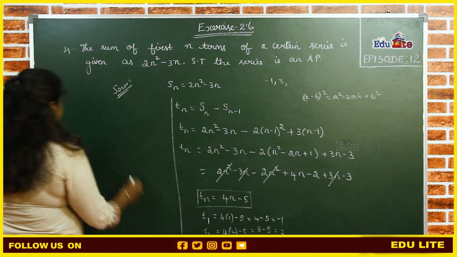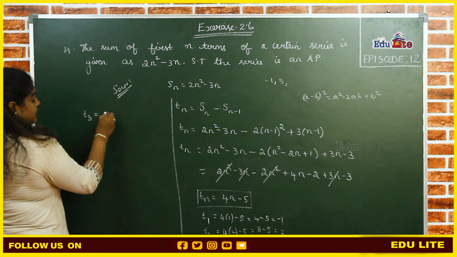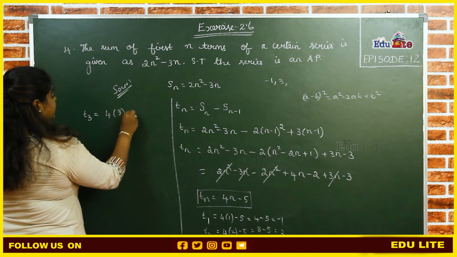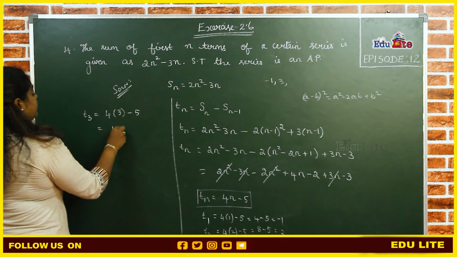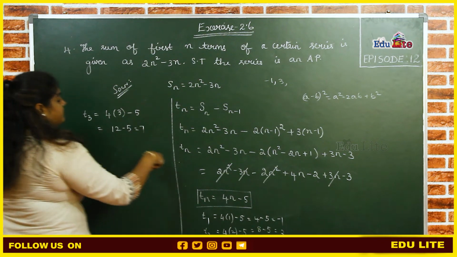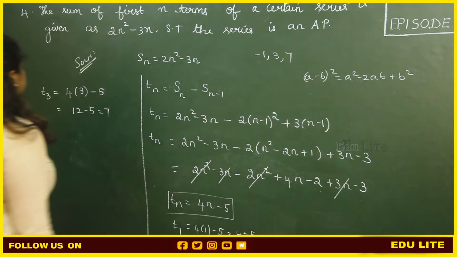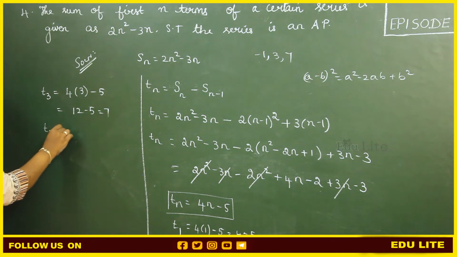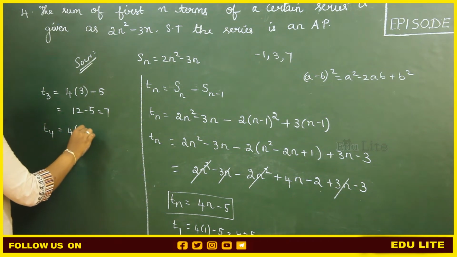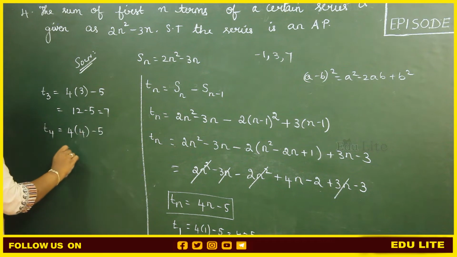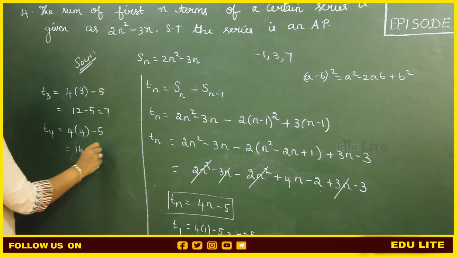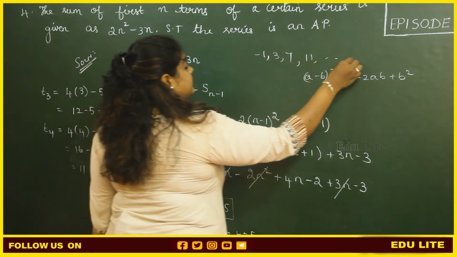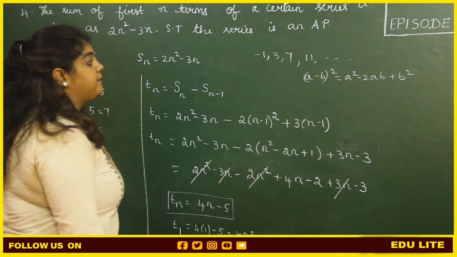Next, if I substitute the value of n as 3, T3 is equal to 4 into 3 minus 5, which is 12 minus 5, it is 7. Next, we will substitute the value of n as 4 to get the fourth term. 4 into 4 minus 5, 4 4s are 16 minus 5, it is 11. So we'll check whether the series we got is an AP or not.